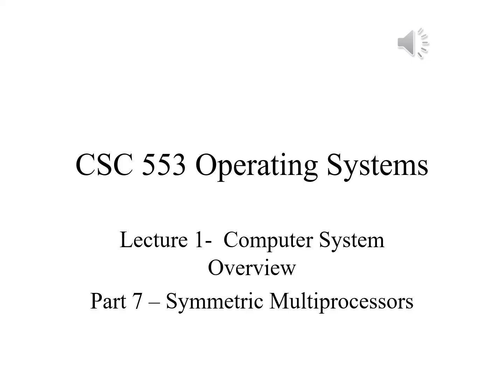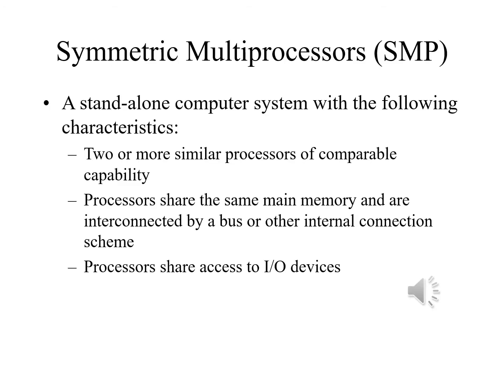In Part 7 of Lecture 1, we will discuss symmetric multiprocessors. A symmetric multiprocessor can be defined as a standalone computer system with the following characteristics. There are two or more similar processors of comparable capability. These processors share the same memory and I/O facilities and are interconnected by a bus or other internal connection scheme, such that memory access time is approximately the same for each processor.